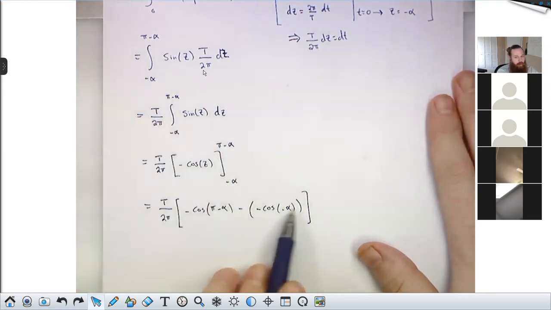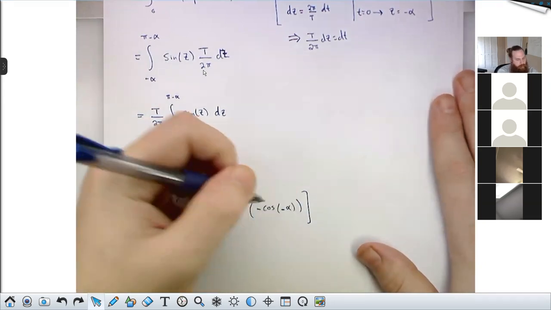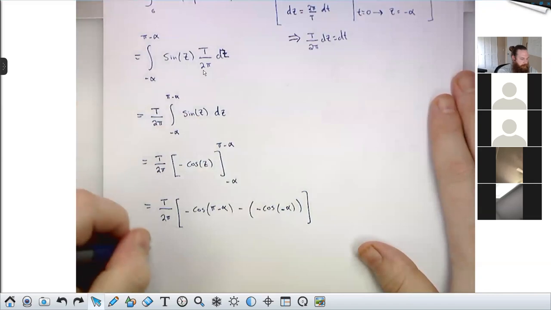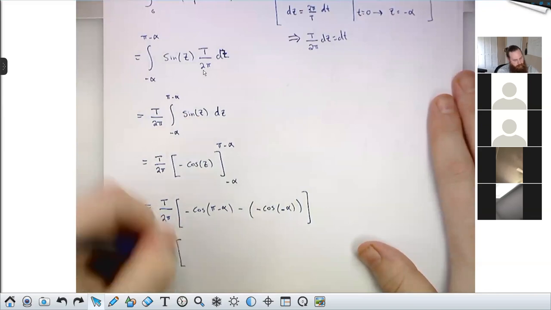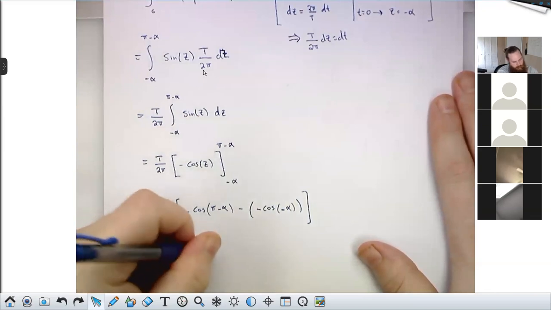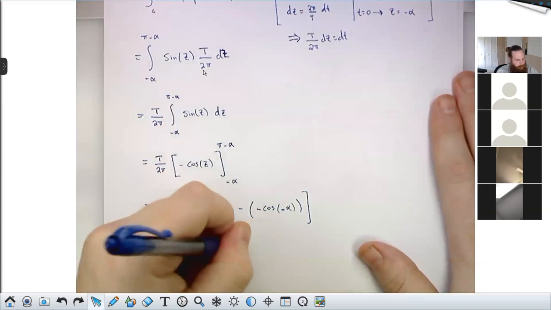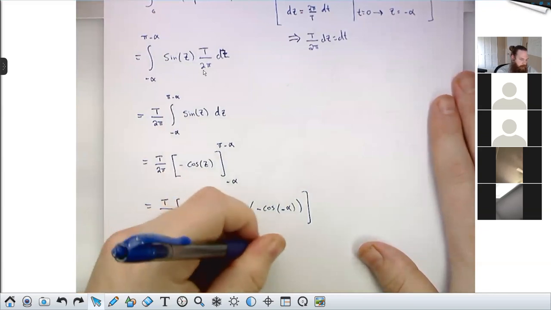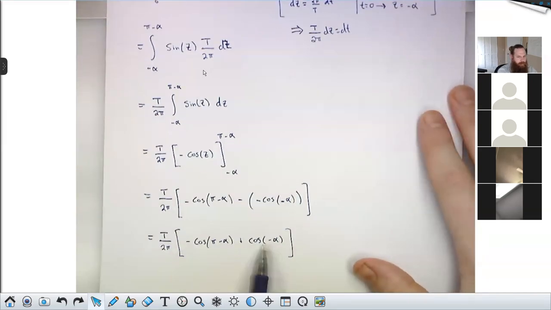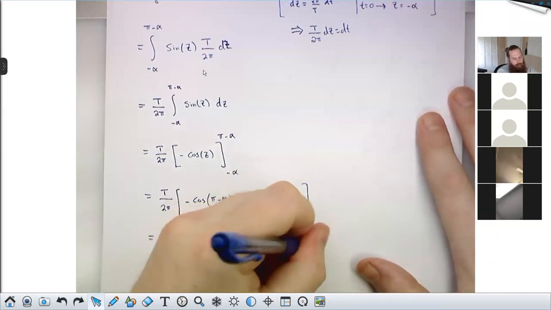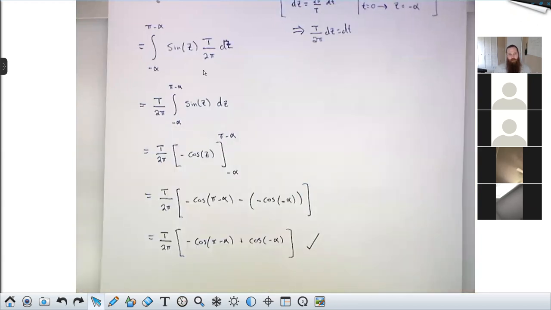And the truth is, there's quite a lot of simplification that can be done here if you're willing to use some properties of trig functions. First, the minus minus becomes plus. So this is negative cos of pi minus alpha plus cos negative alpha. Then because cosine is even, I can replace this with cos alpha. Here I could use the difference formula for the cosine function and expand this, but honestly, let's call it a day there. That's plenty good.